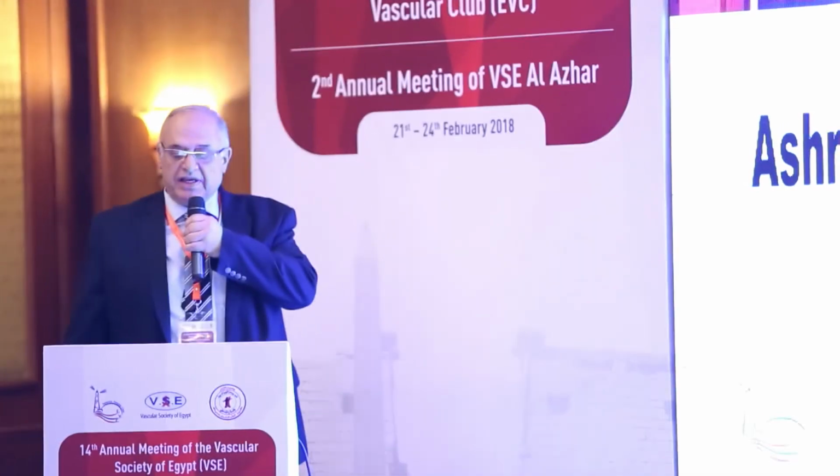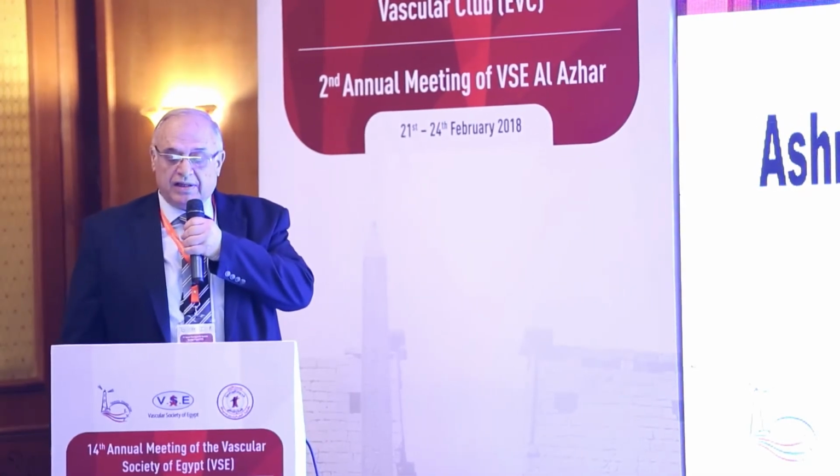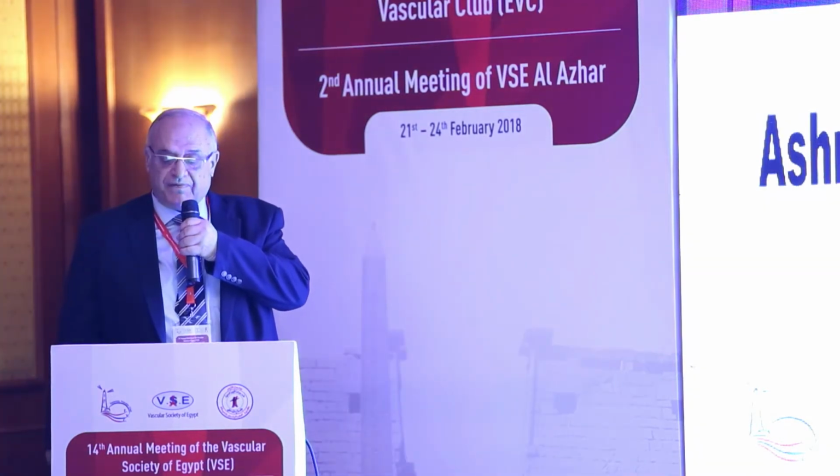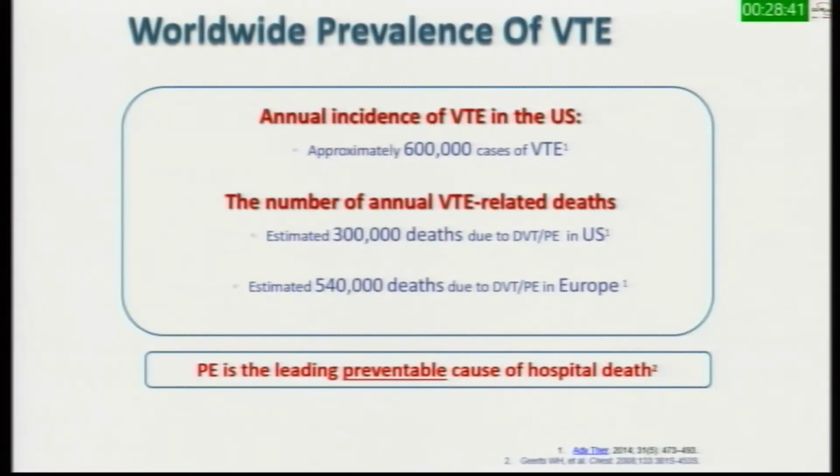We are going to speak about the worldwide prevalence of VTE, the mortality of pulmonary embolism, the basic treatment guidelines, and the peculiar aspects of low molecular weight heparins. As we know, the annual incidence of VTE in the United States is 600,000 cases every year, and the number of annual VTE-related deaths is 300,000 in the United States every year from DVT and pulmonary embolism cases, or an estimated 540,000 deaths in Europe from the same problem.